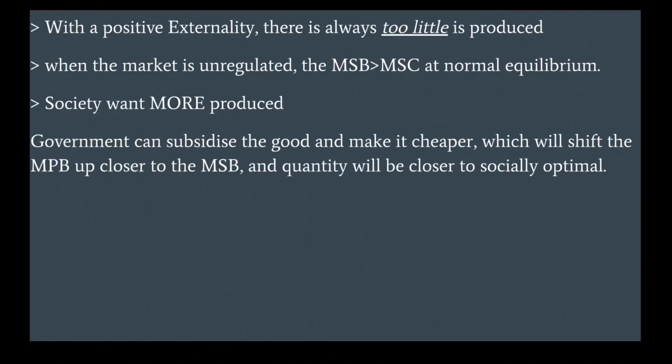With a positive externality, there is always too little produced. When the market is unregulated, the marginal social benefit exceeds marginal social cost at normal equilibrium. Society wants more produced. The government can subsidize the good and make it cheaper, which will shift the marginal private benefit up closer to the marginal social benefit, and quantity will be closer to socially optimal.